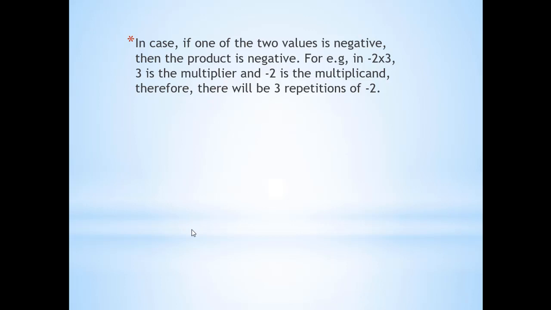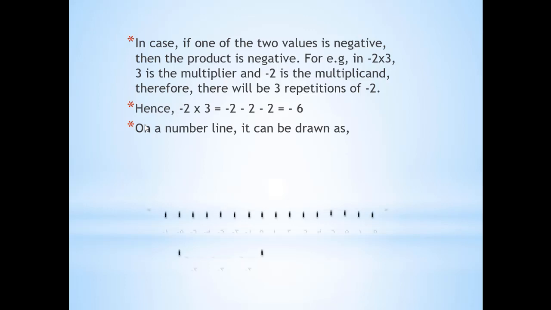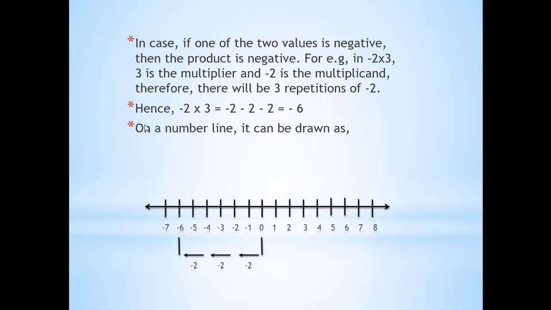In case one of the two values is negative, then the product is negative. For example, in minus 2 times 3, 3 is the multiplier and minus 2 is the multiplicand. Therefore, there will be 3 repetitions of minus 2. Minus 2 times 3 means we have to add minus 2 three times, minus 2 and minus 2 and minus 2, which gives minus 6. So if you want to show it on the number line, we can show it like this.